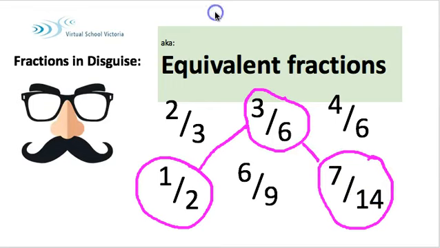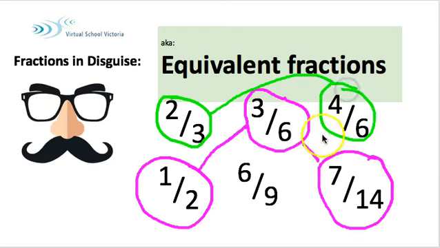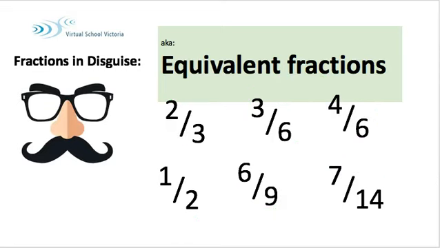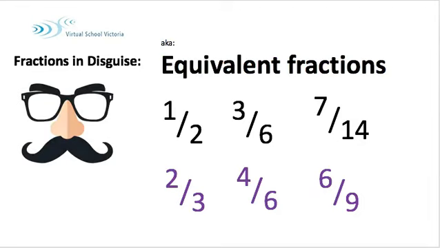Now this leaves us with the other fractions, which are the 2/3. And if we follow the pattern, we've got 4/6 and we've got 6/9. So the fractions, when we organise them, along here we have the halves, along here we have the 2/3, and these equivalent fraction families can grow to be very large indeed.